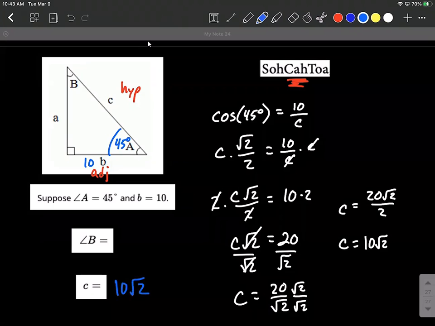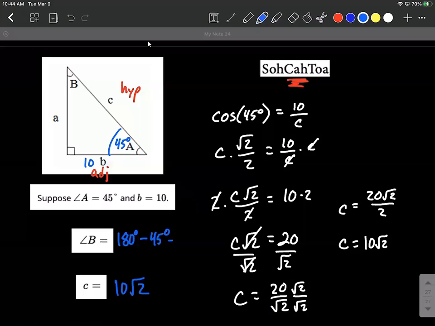Now to find B, the last thing we're tasked with, getting an angle on a triangle shouldn't be that bad. We already know 2 of the 3. Angles always add up to 180 degrees on a triangle, so it's 180 minus 45 degrees, angle A, minus, it's a right triangle, so that's a 90-degree angle. That's going to leave us with 45 degrees after that subtraction, so that's going to be angle B.